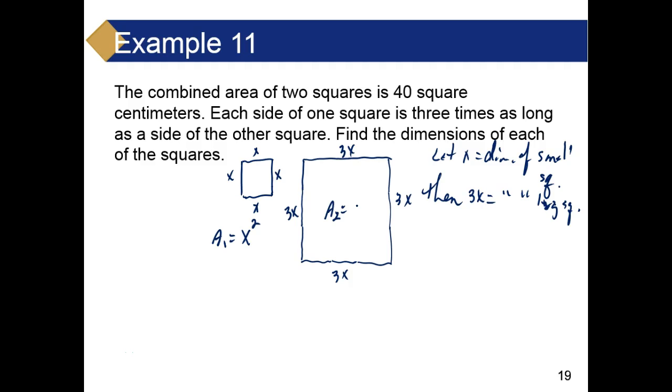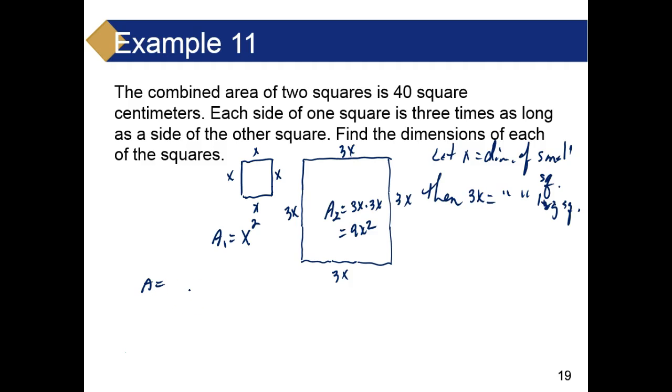Okay, sorry about that. So that'd be 3x times 3x. All right, and what does that give you? 9x squared. You got it. And then what it says, combine areas. How do you think we're combining those? Adding them together.